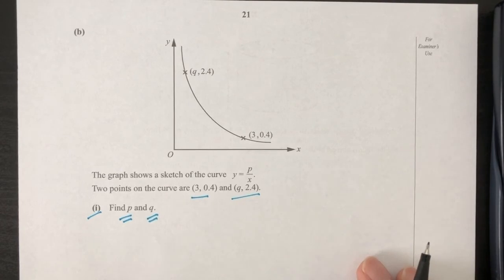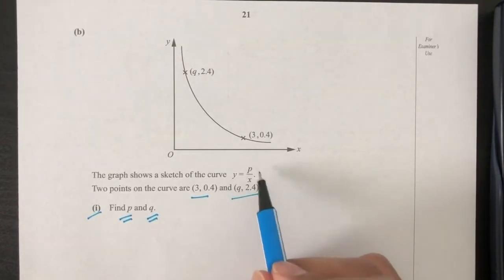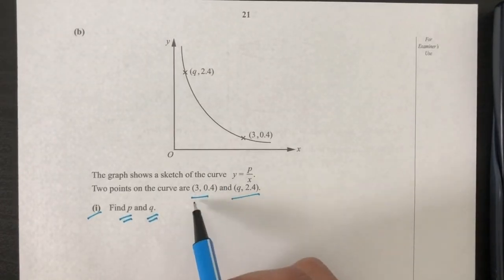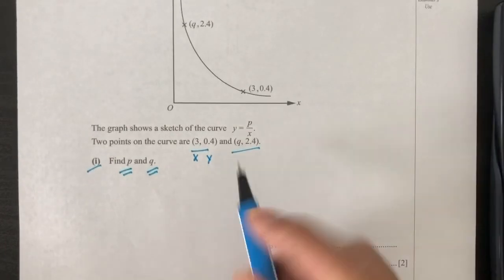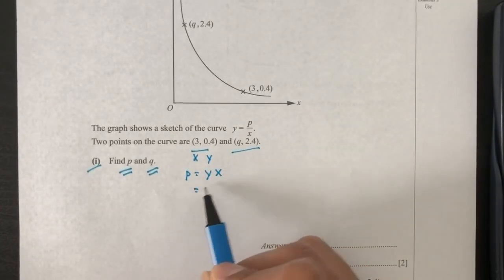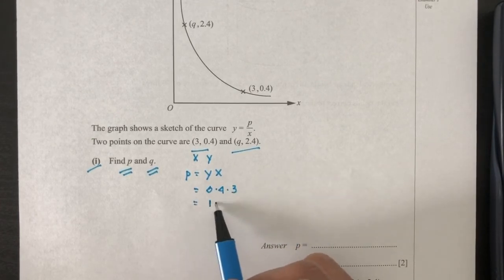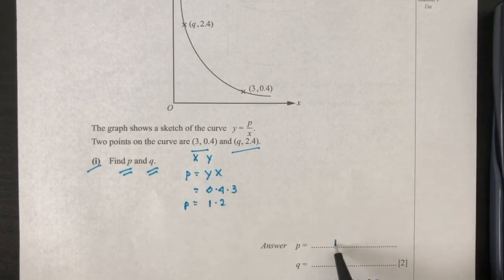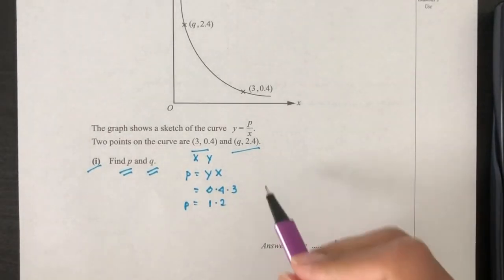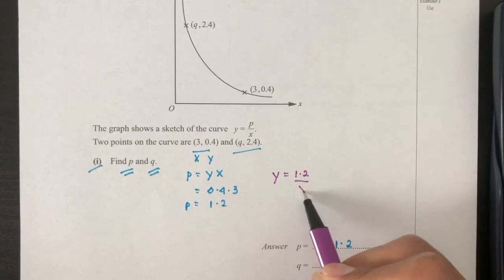So let's see how we can find the value of p and q. The first step is to use this point to find the value of p. We know that this is x and y, so p is equal to y times x. So y will be 0.4 times 3, that will be 1.2. So p will be 1.2, and your curve will have the equation y equals 1.2 divided by x.